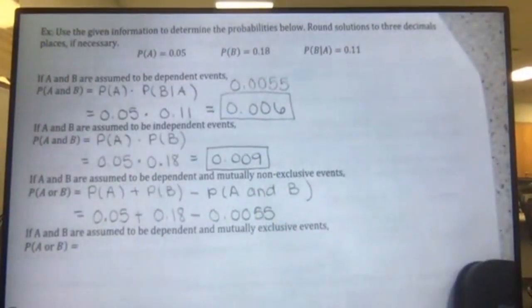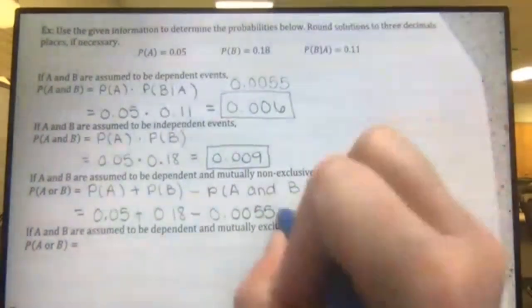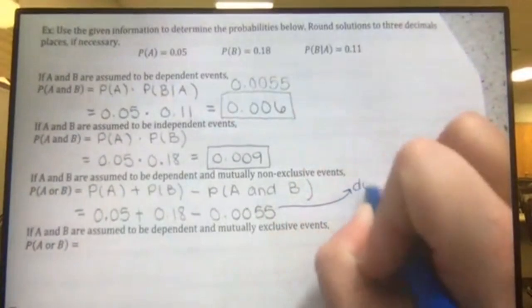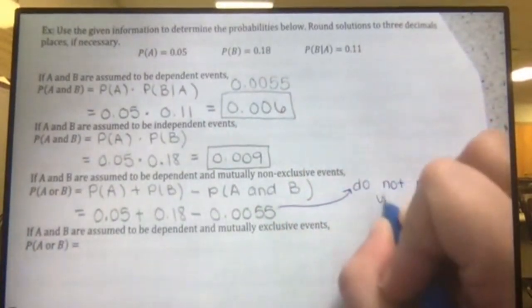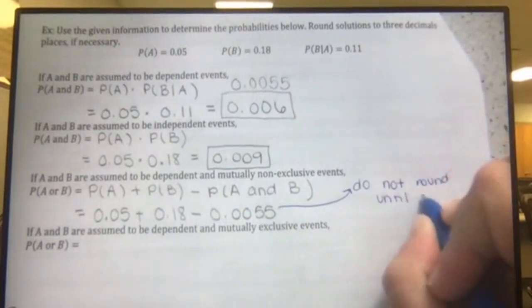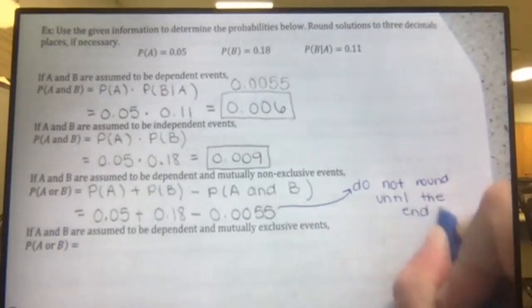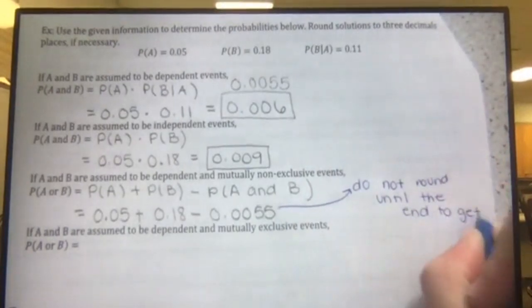Don't round until your final answer, because if you round and then put it in a problem, you're going to round it again, and then it's going to give you too much off. There's a little bit of wiggle room in the homework, and on the test, there's not going to be different options, but this is the most accurate. So do not round until the end, until you get your answer.